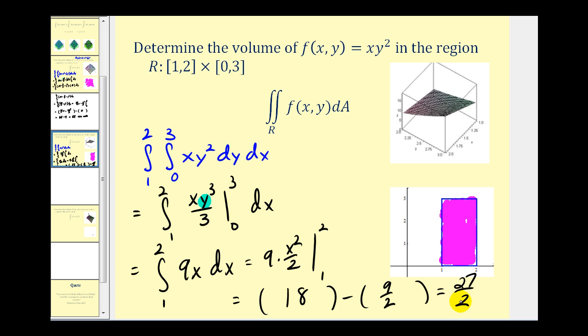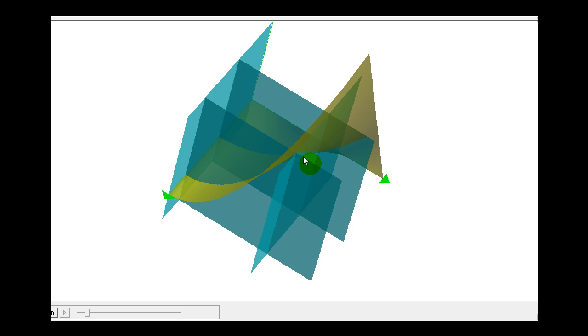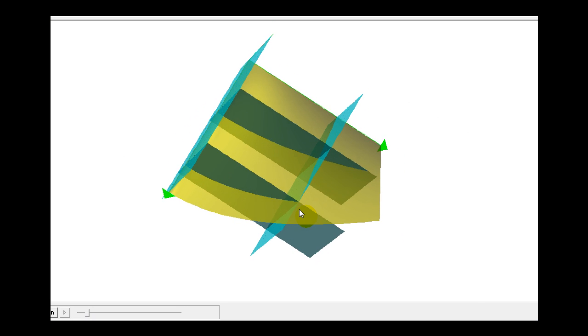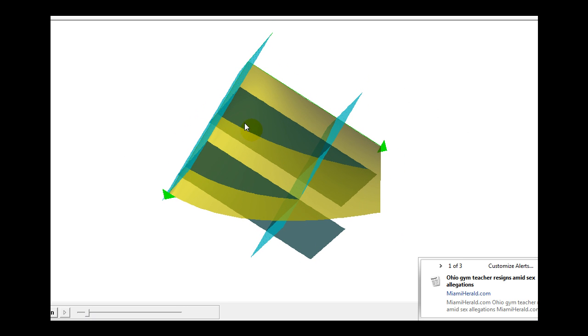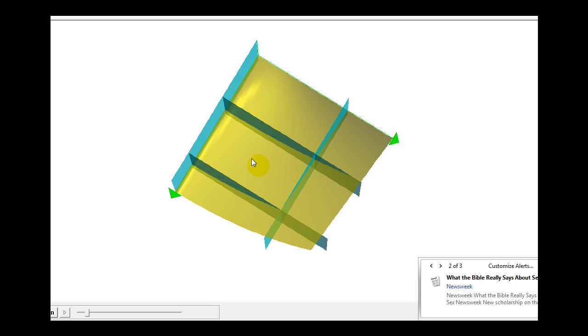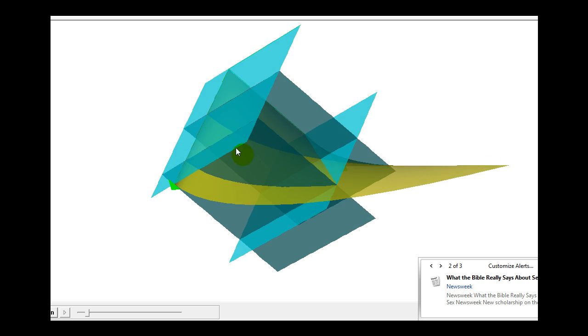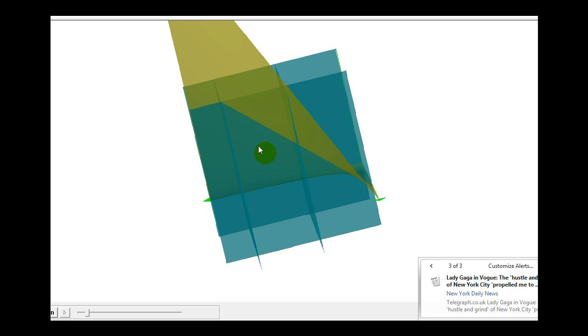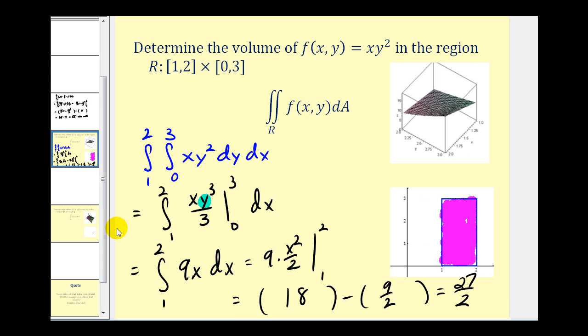And again, this represents the volume under the surface in this region in the xy plane. Let's take a look at this in 3D as well. In yellow, we see the surface, and the region for this problem is this region in here. So we're looking for the volume under the yellow surface in this region, looking for this volume in here. Let's take a look at one more example.